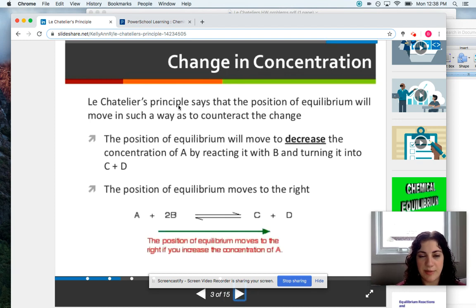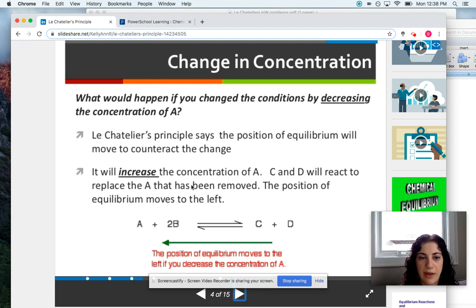So Le Chatelier's principle says that the position of equilibrium will move in such a way as to counteract the change. The position of equilibrium will move to decrease the concentration of A by reacting it with B and turning it into C and D. So the position of equilibrium moves to the right, okay, if you increase the amount of A. You go this way.